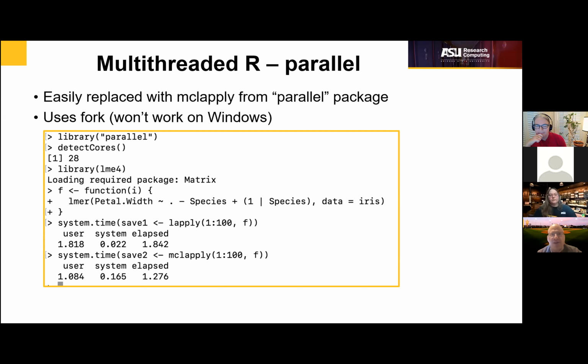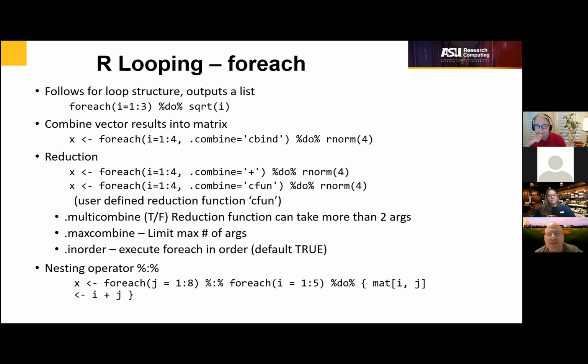Now on the next slide, what I'm going to be talking about is another way to do functional programming, but with the foreach library. The foreach library combines the best of what you get from for and what you get from apply. It looks very similar to a for loop. You say foreach equals 1 to 3, and you have this do operator, and it's going to take the square root of each of those elements.